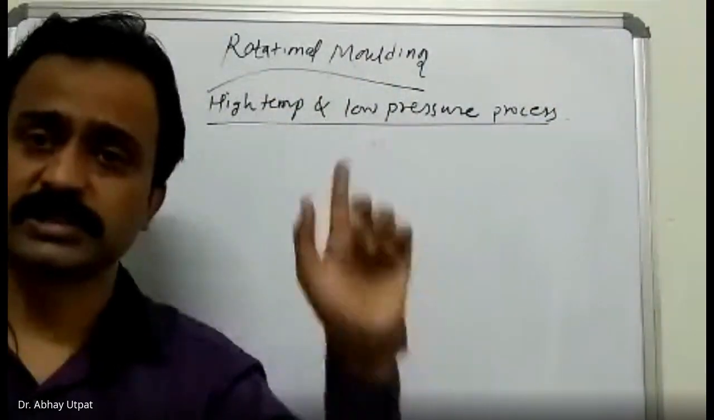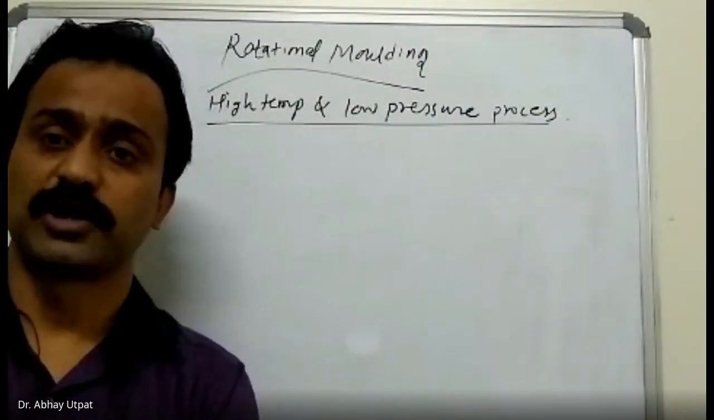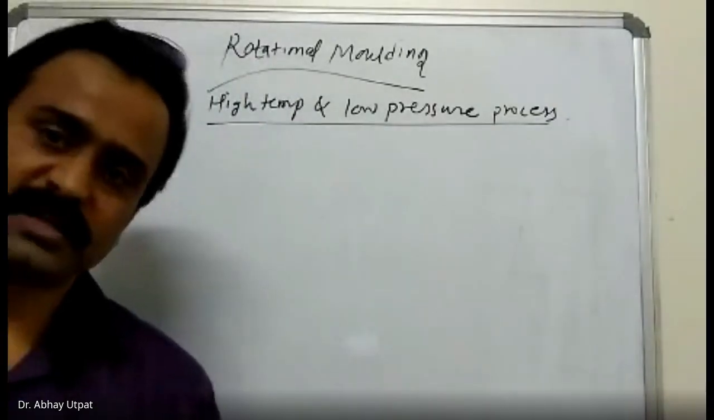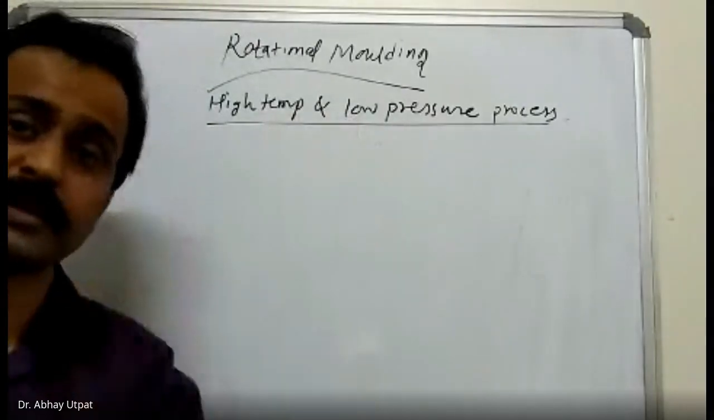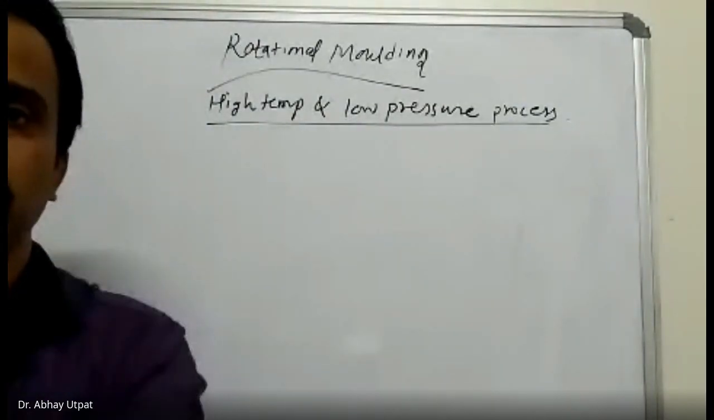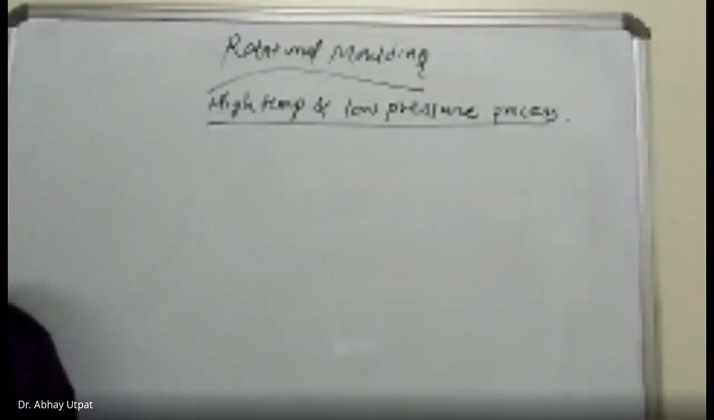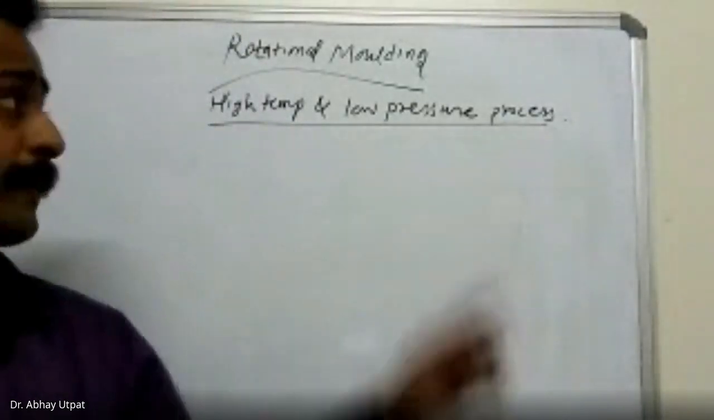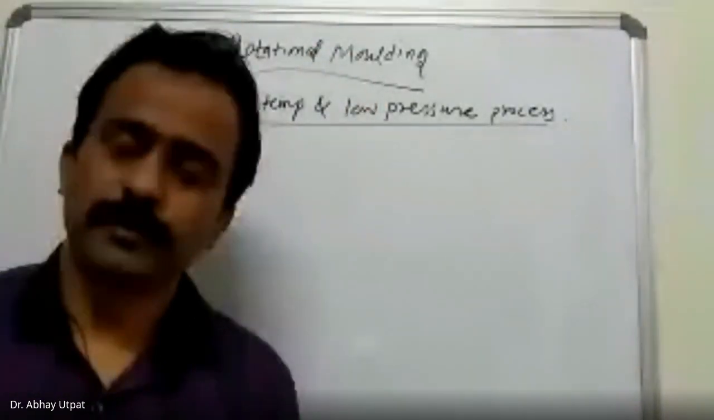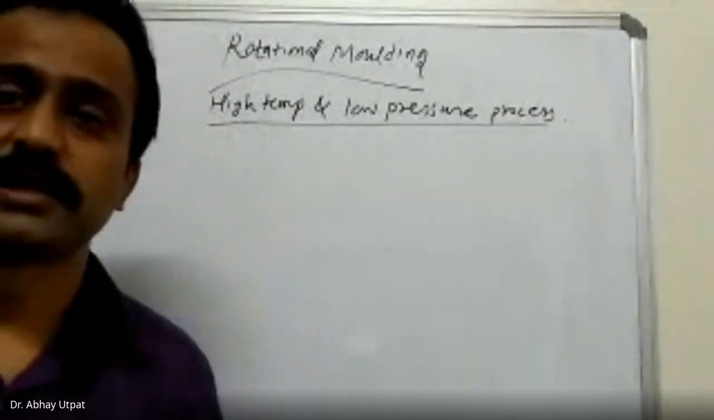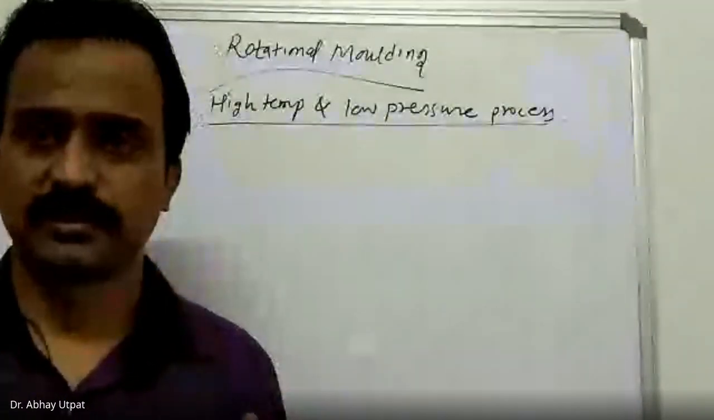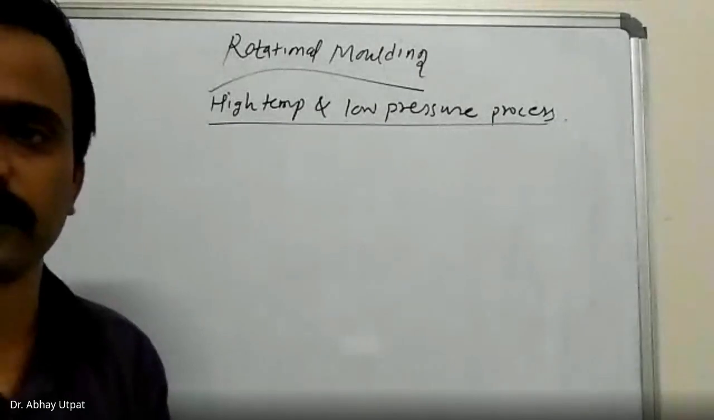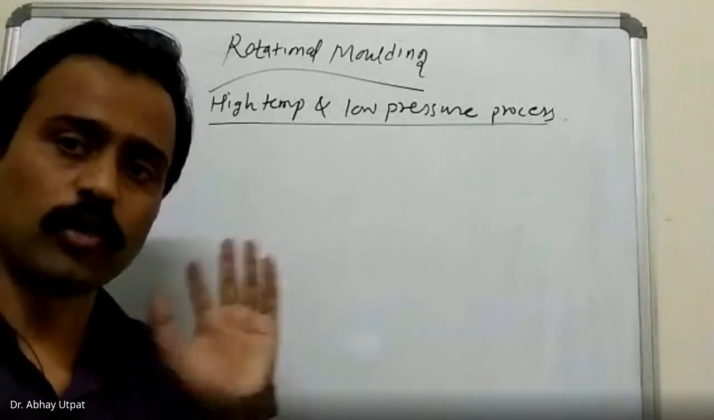The rotational molding process is the process which produces the largest components. Smallest components are prepared by injection molding and largest components are prepared by rotational molding. Remember this difference. One more important aspect of rotational molding is that it produces hollow components. It is not producing solid components. This is one of the important concepts, that it always produces hollow components.